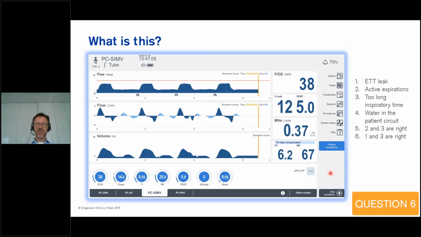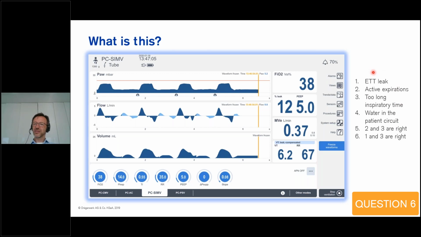However, let's come to the next question. This is the last question of what we can do here. The question is very simple. This curve is frozen in this example. However, the cursor is not at a specific point here. But you see here the pressure, flow, and volume waveform, and the following answers are offered.